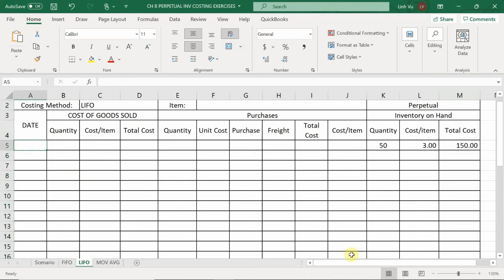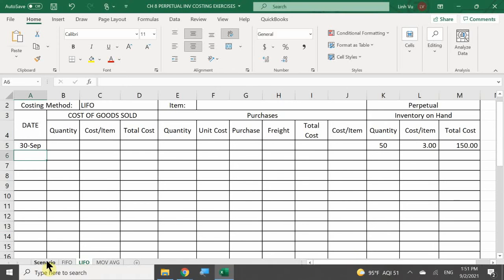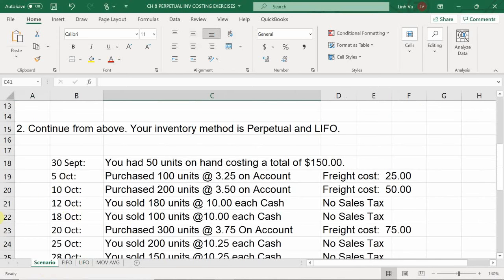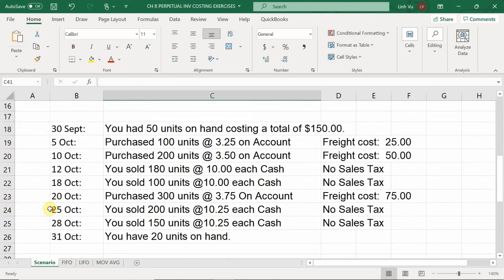And this was September 30th. I think I put September 31st. My bad. There's only, oh no, September 30th. Okay, I did good. All right, so October rolls around, and on the 5th of October we end up purchasing an additional 100 toys at $3.25 each with a freight of 25.